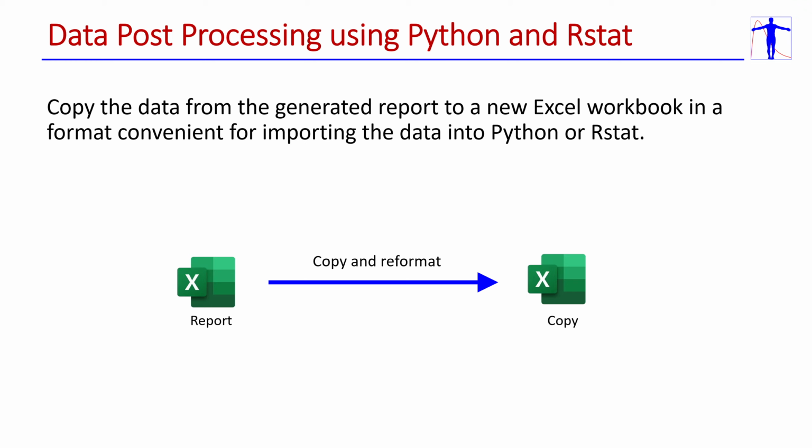BatchSim reports can be further analyzed using a number of tools. Post-processing scripts are usually created using the Python or R languages. The BatchSim report file is typically copied, after which it is reformatted for easy access using Python or R.